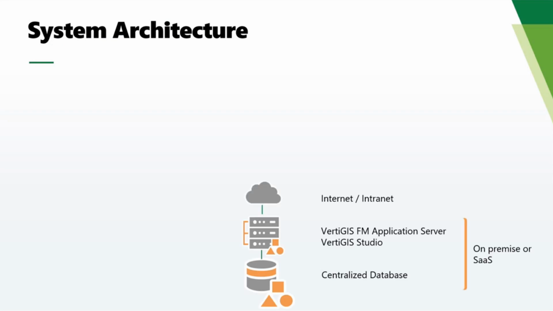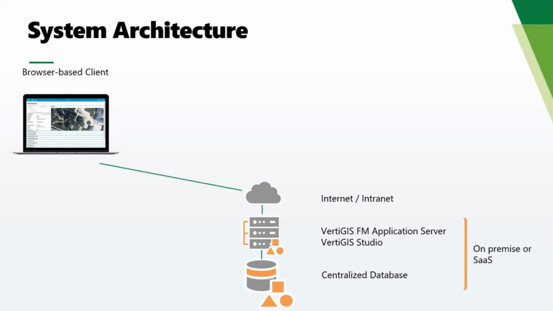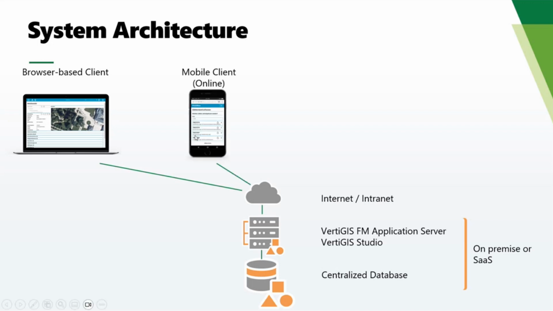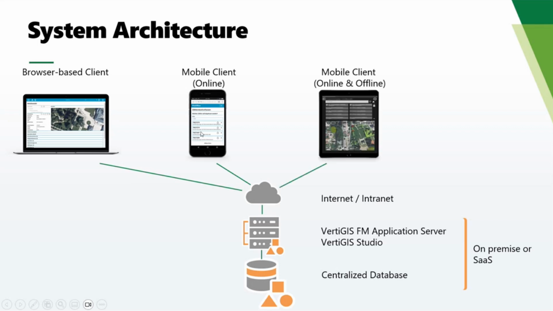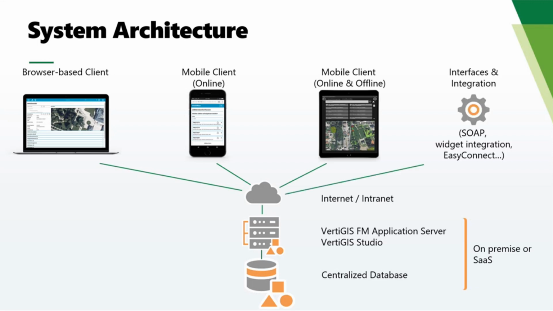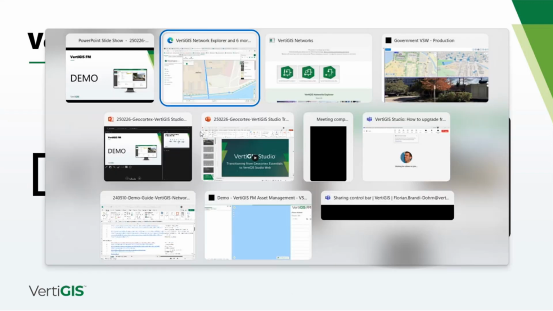So the system architecture of VertiGIS FM basically is you have a centralized database, then you have VertiGIS FM application server and VertiGIS Studio, and this can be either on-premise or as SaaS. Then you have your web-based application, right, for VertiGIS FM. This could be also a mobile client in the responsive design. It could be also a mobile client with offline data. And it could be also system integrations that you have with this VertiGIS FM, a system integration with third-party systems like an invoicing system or any other systems which need to be integrated. Yeah, I'd like to show you this also.